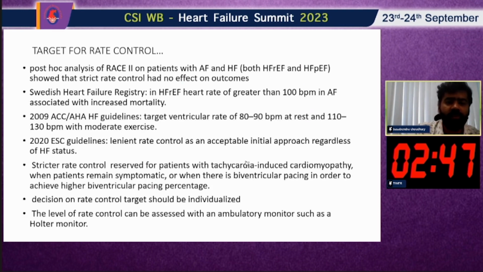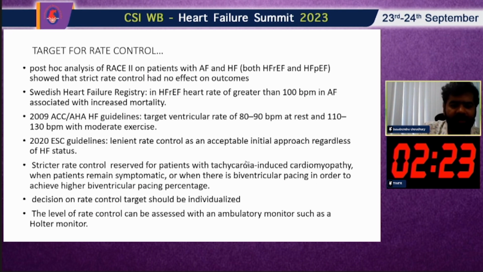So now the target for rate control, what should be the heart rate for rate control? The post hoc analysis of some trials like the RACE 2 trial shows that there is not much difference. The Swedish heart failure registry suggests that in HFrEF, a heart rate greater than 100 is associated with increased mortality.